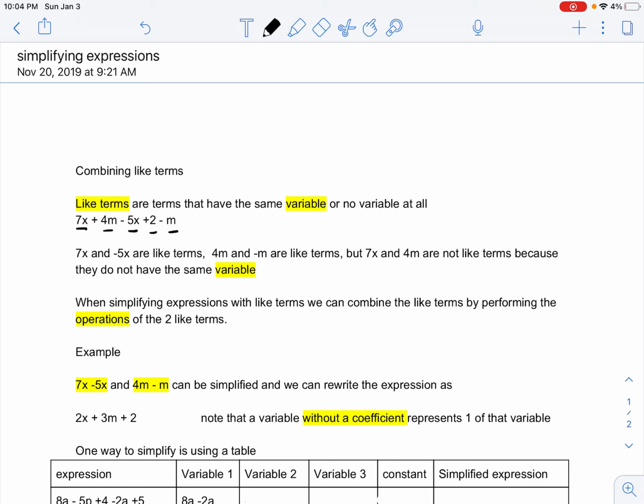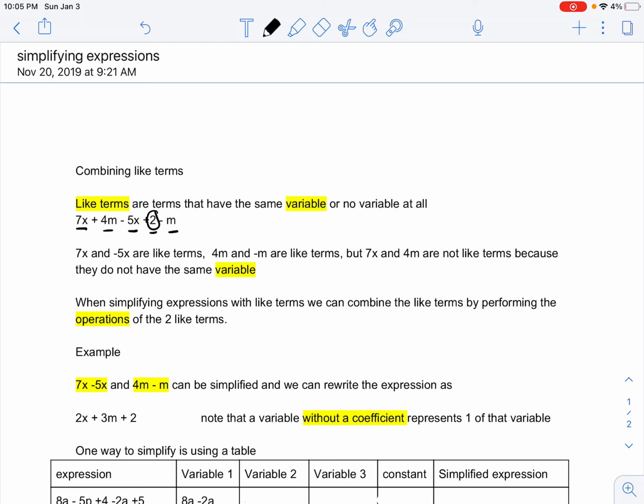Okay, and now when we talk about variables, variables are the letters that are used. So x and m in this first one are our variables. And then constants would be anything without a variable attached to it. So in this case, it's that 2.